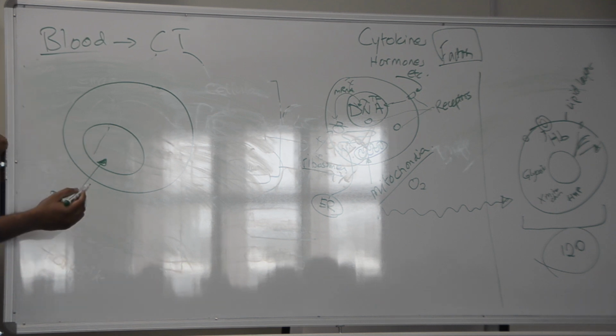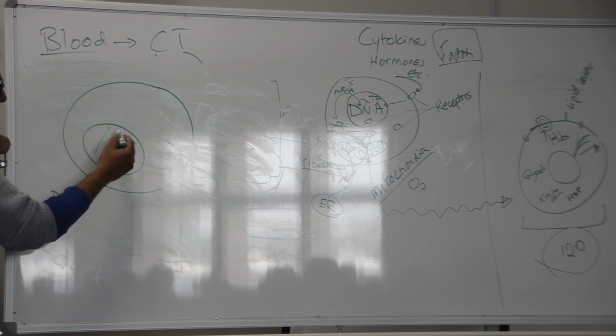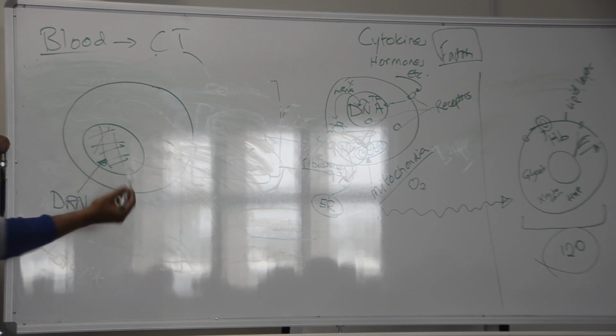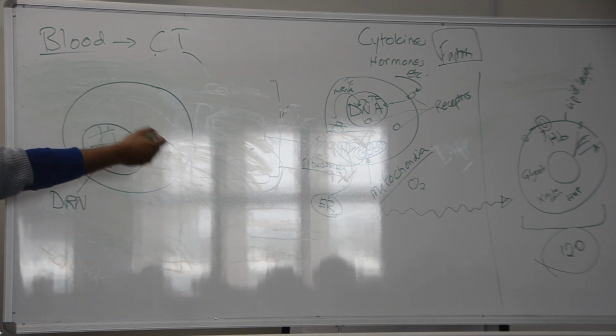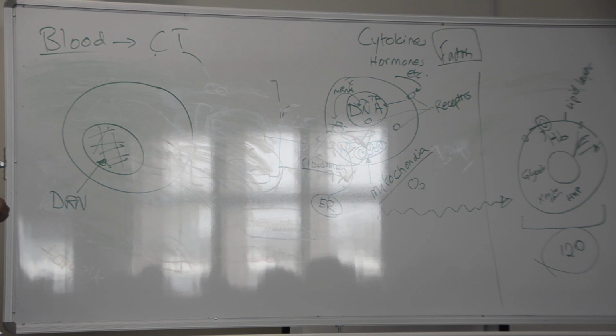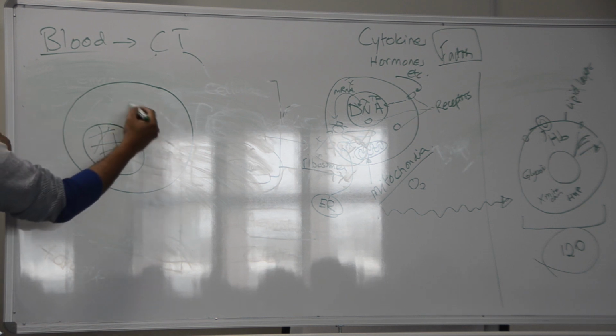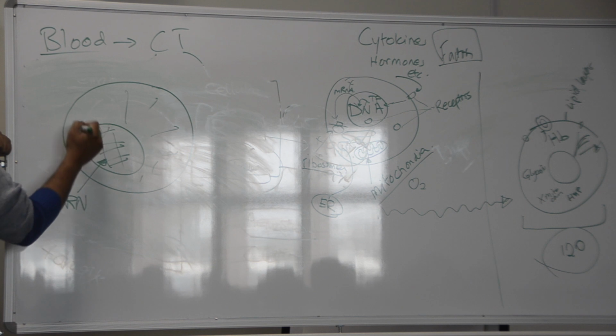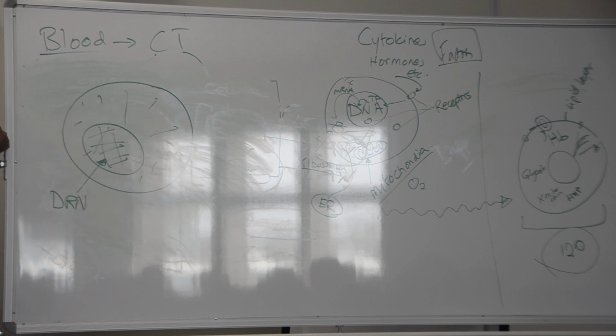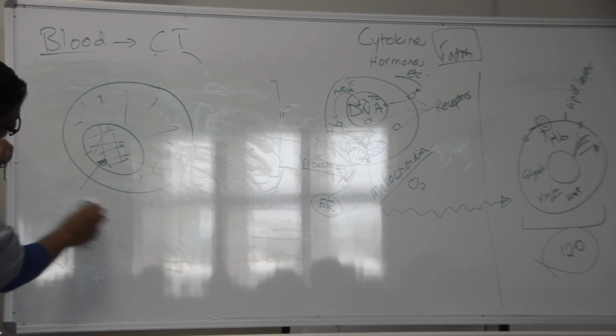Deoxyribonucleic acid. Anything inside the nucleus is full of DNA, and some amount of RNA may be there. The cytoplasm is full of the cytoskeletal proteins, right?